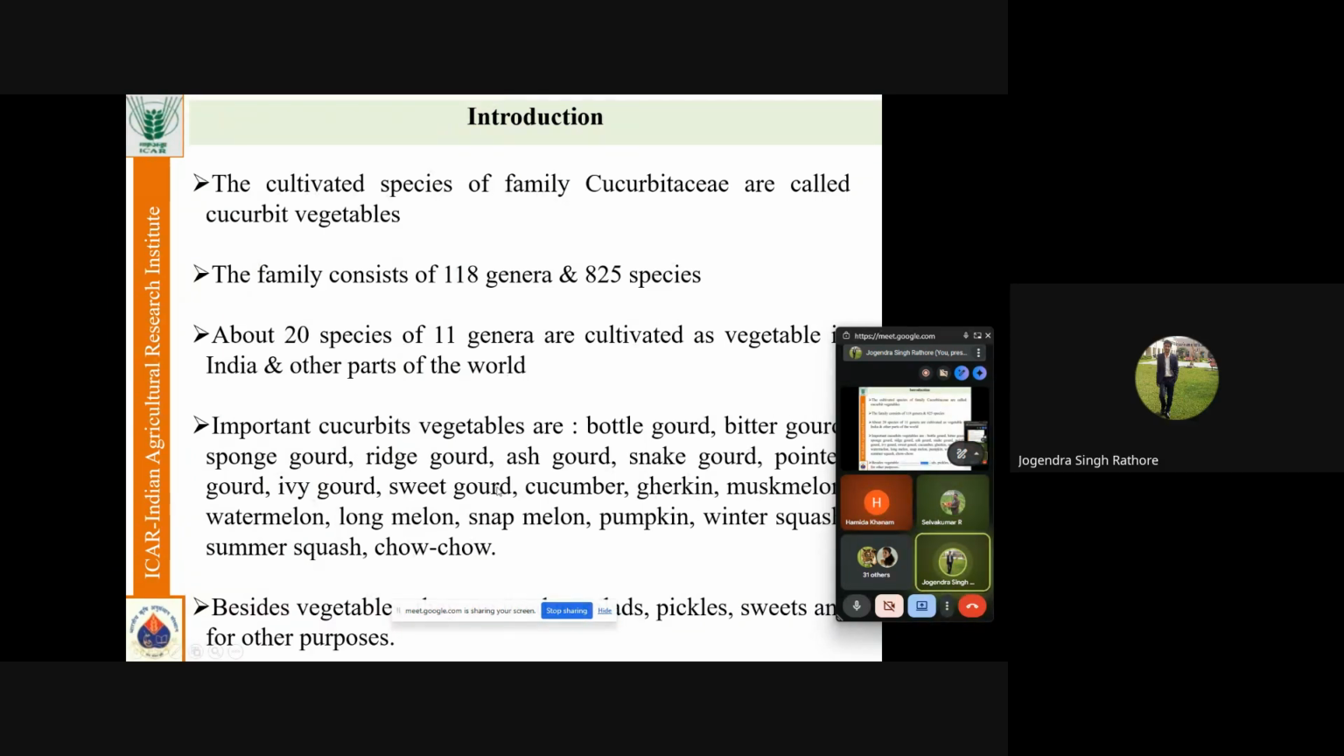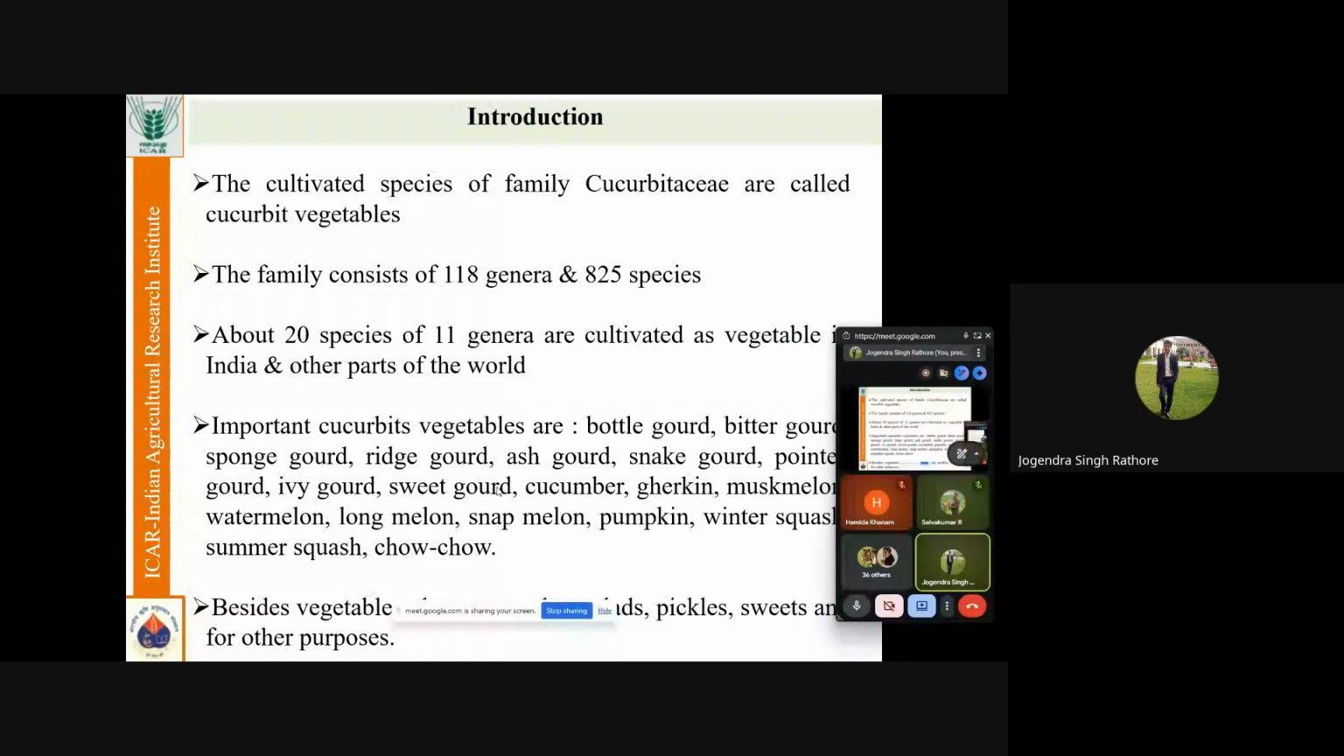Thank you, sir. First of all, as we all know, cucurbits are cultivated across all parts of India, and it's a very large family containing 118 genera and 825 species. It is one of the largest families in which vegetables are cultivated, and we grow cucurbits in every part of the country and across the agroclimatic zones, from temperate to subtropical to tropical. In each zone, one or another cucurbit is widely cultivated.